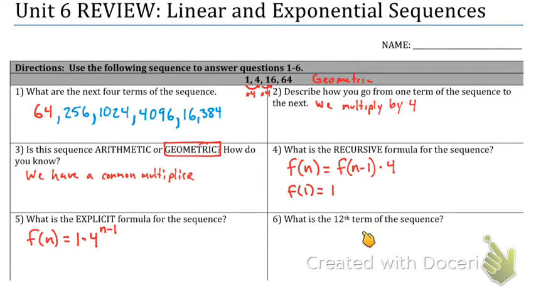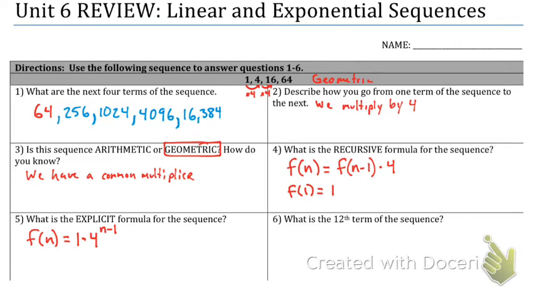Now we want the 12th term of the sequence. To do this, I'd rather use the explicit formula, because all we have to do is plug in the number 12 and do the math, and we get our answer. If we try to use the recursive, we have to find all the numbers until the 11th term, and then use the 11th term to get the 12th term. So this is a faster formula here.